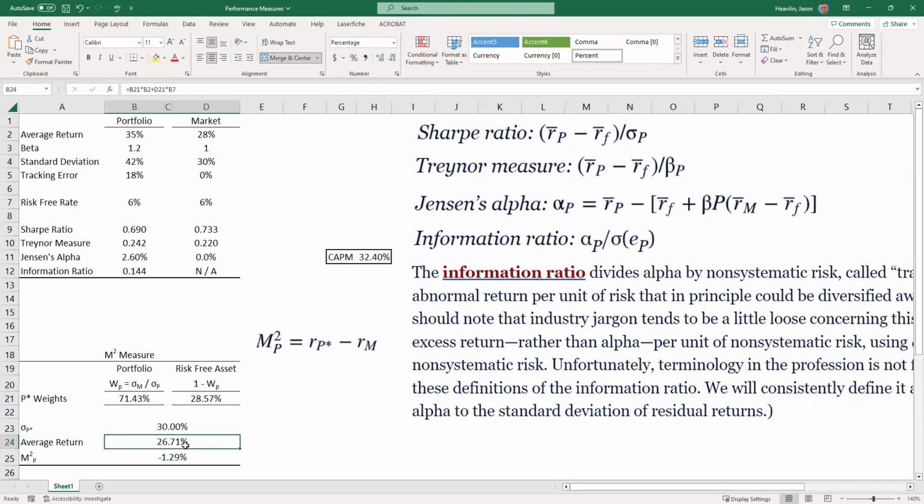Now the average return is calculated as usual. So we take the weight of the risky portfolio times the return of the risky portfolio plus the weight of the risk-free asset times the return of the risk-free asset. So it's your weighted average of returns. So this combination will have an average return of 26.71%.